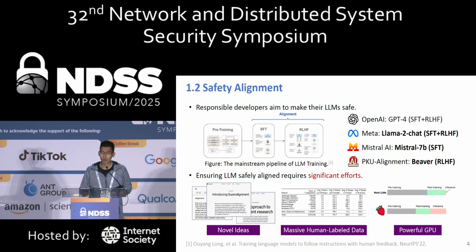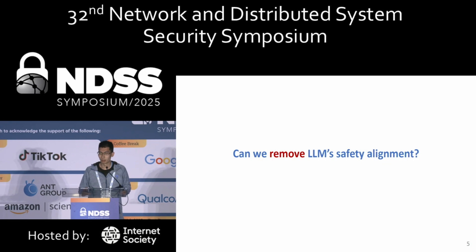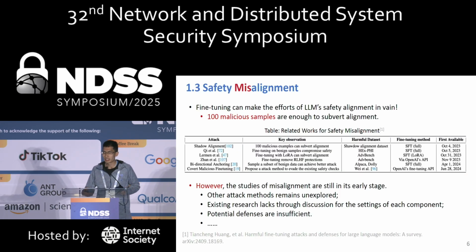However, one natural question that follows is, can we remove the model's safety alignment? Well, the answer is yes. So we propose the concept of safety misalignment. Existing research has shown that fine-tuning can make the efforts of large language model safety alignment in vain. For example, using only 100 malicious examples is enough to subvert the safety alignment. However, these studies are still in their early stage, because most of them only focus on the model fine-tuning scenario, and they also lack thorough discussion of the settings of each component. Therefore, we also need potential defenses against this misalignment attack.